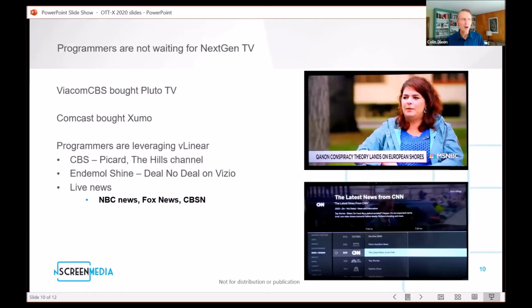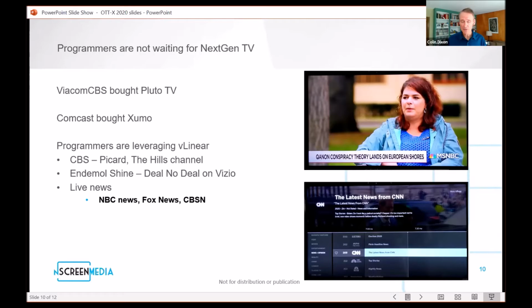And finally here, I want to mention the fact that programmers, the TV broadcasters themselves, are not waiting for next-gen TV as a way of enhancing what they're providing to the market. They are actually moving today. Now, Viacom CBS purchased Pluto TV earlier this year. Well, I say purchased. What actually happened was Viacom bought Pluto TV, and then Viacom CBS became one, and Bob Bakish, who was the CEO of Viacom, became CEO of Viacom CBS. So that's how Pluto TV ended up with Viacom CBS.